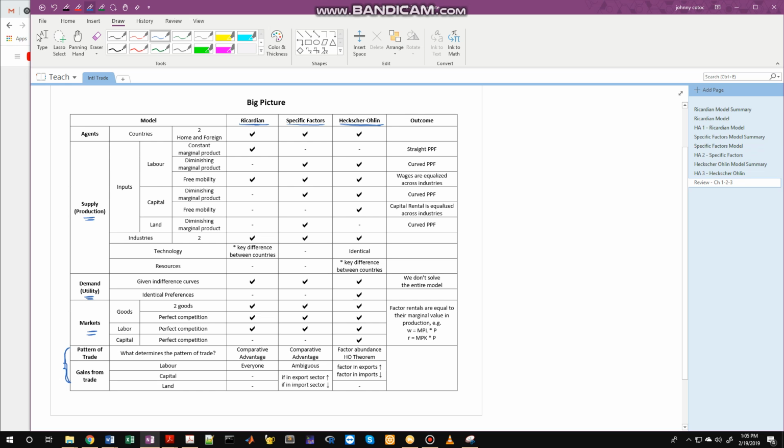So for example, when we look at the Ricardian model, we know that it has constant marginal product of labor. Labor is the only factor in production in this model. And because of this constant marginal product, we get to see a straight PPF. In the other two models, we get to see a diminishing marginal product in each of the factors. So that leaves us with a curved PPF.